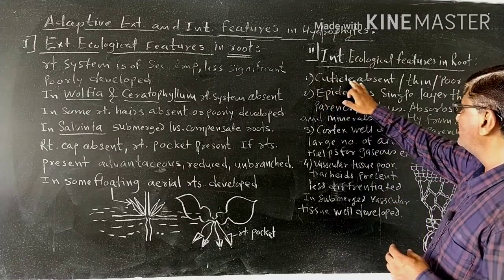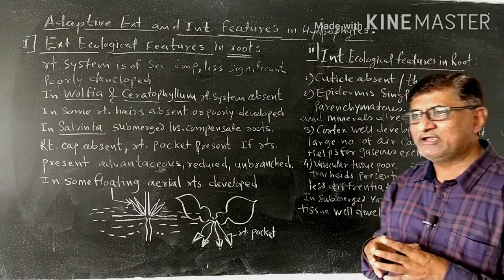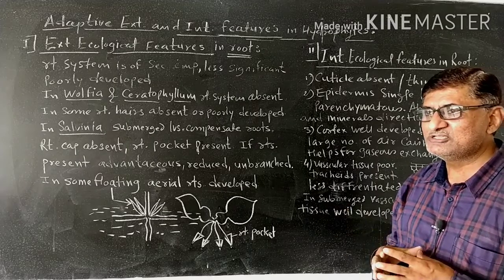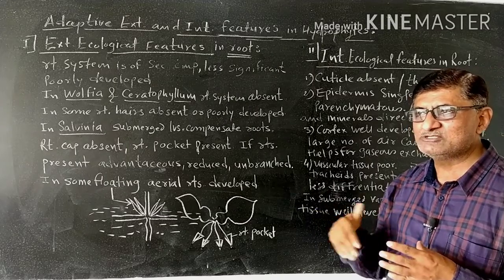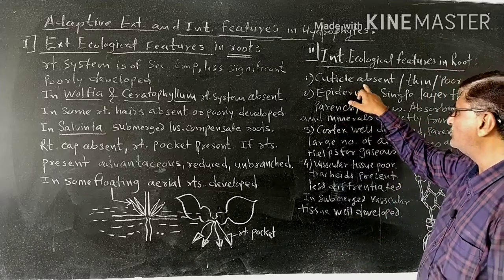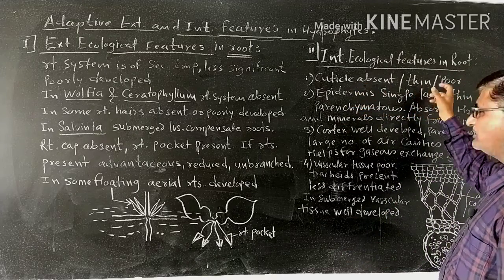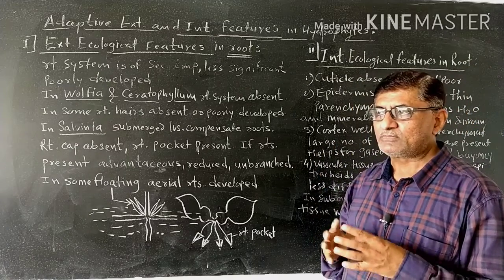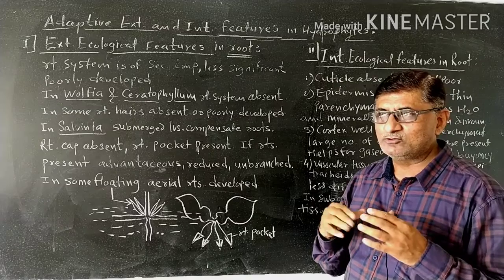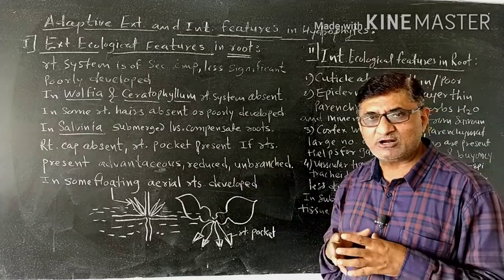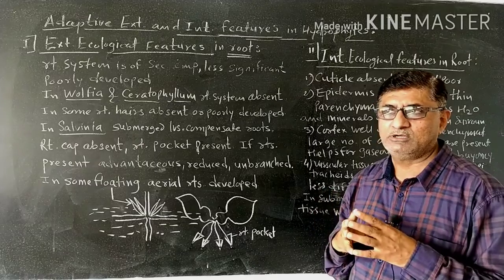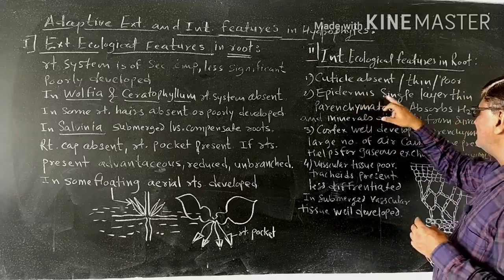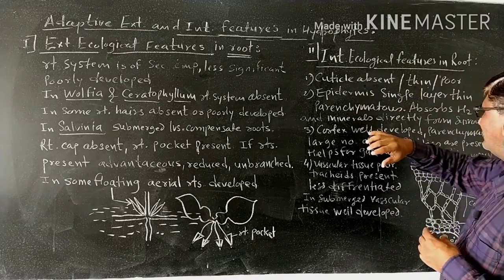So, first, the cuticle is absent. In the hydrophyte root, if you take a section of the root, you will see that in most roots, above the epidermis, there is an absence of cuticle. If present, the cuticle is thin or poorly developed. Why does this happen? Because the root has to throw the water outside. The root does not have to store the water, and that is why the cuticle is absent, or it may be thin or poorly developed.